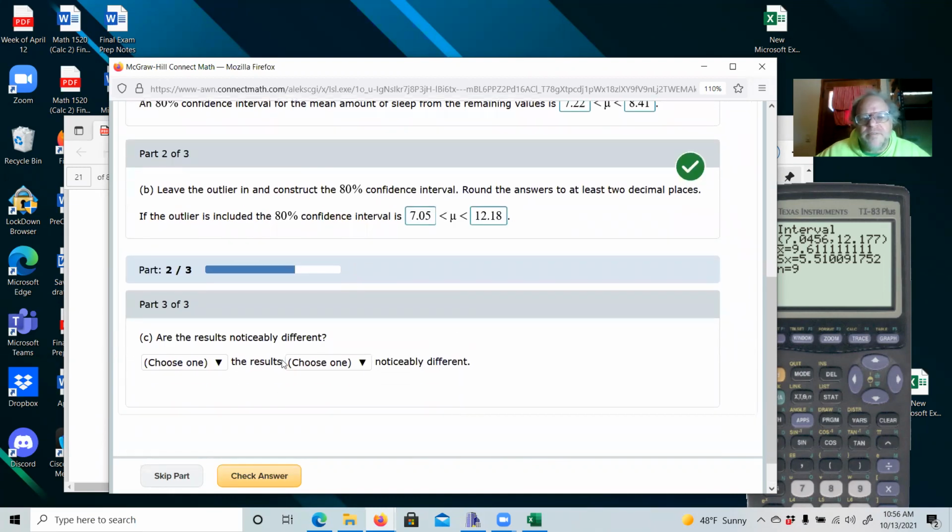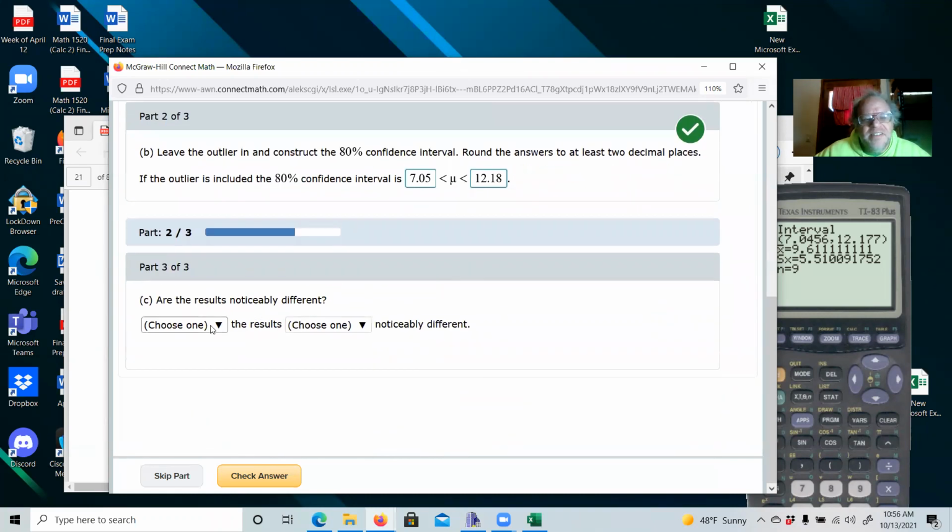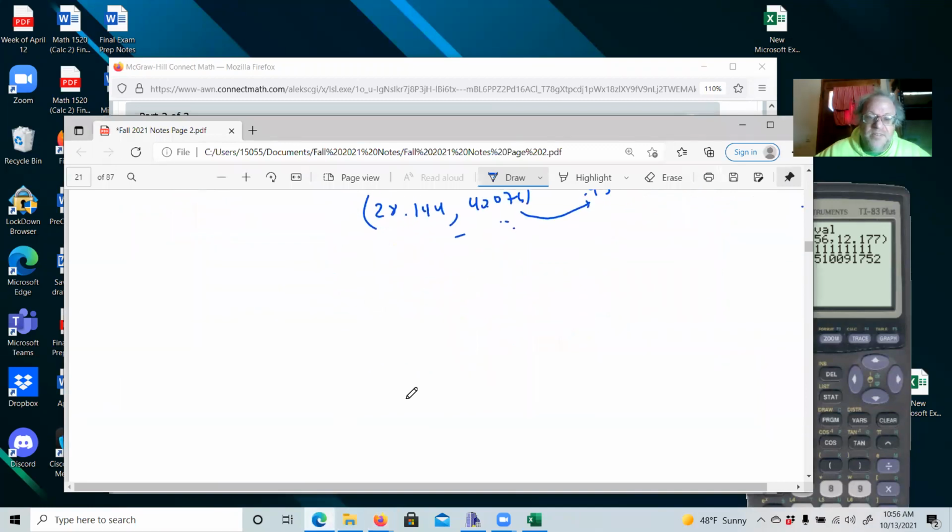Are the results noticeably different? Yeah, I think we can tell the difference. Okay. So yes, the results are noticeably different. Why did they not ask us any questions for following up? Yes, they are. In college, you get a yes or no answer. The answer is yes, because, and then you make your case. Okay. So let me make my case.